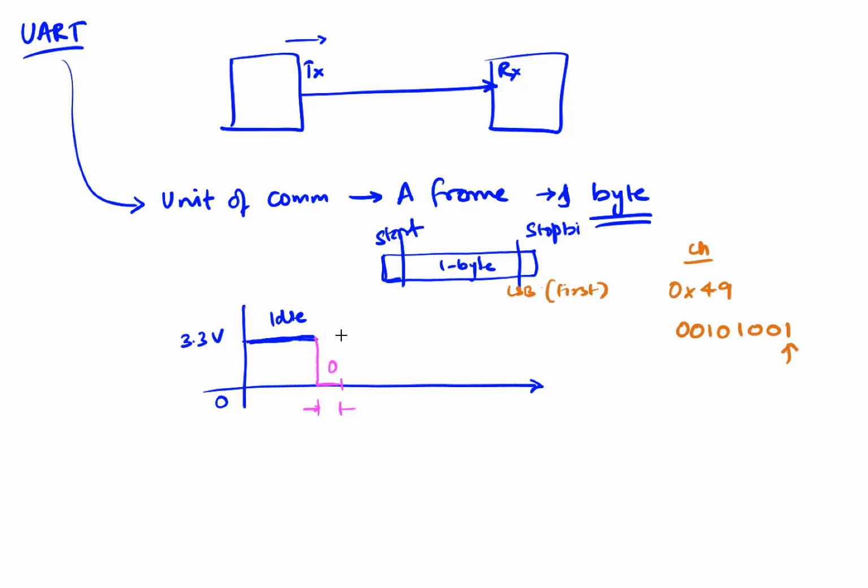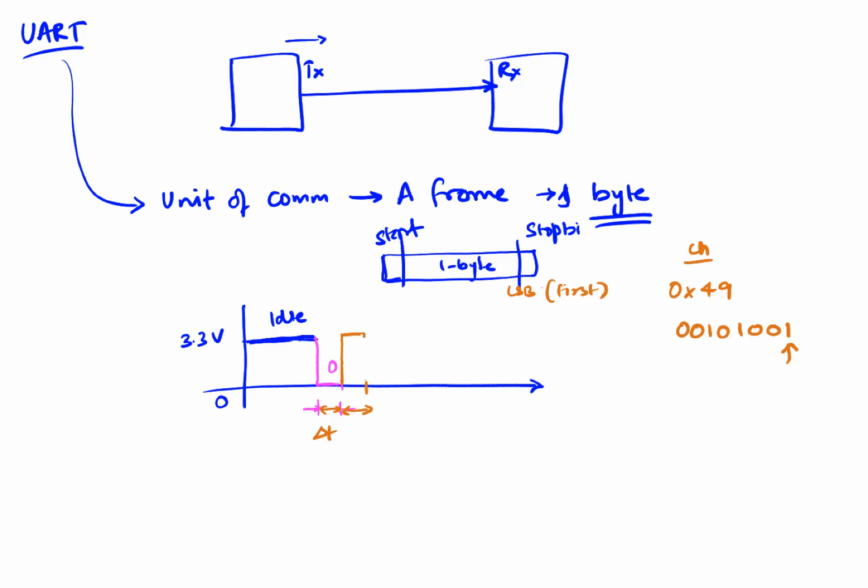So that means there's going to be a transition high, and that's going to last exactly 1 time unit. So that's another 1 time unit. Again, this is whatever you're dealt. This is 1 bit time. So there's 1 bit time here, 1 bit time here.